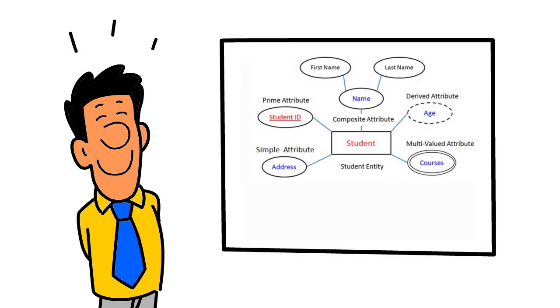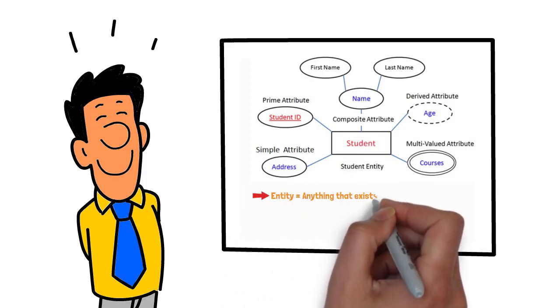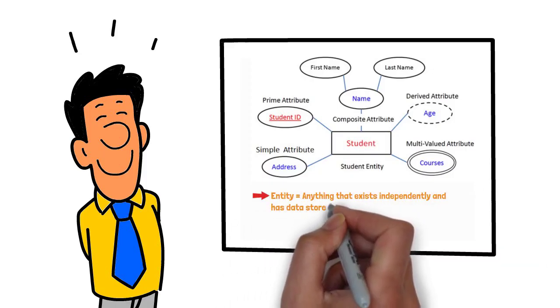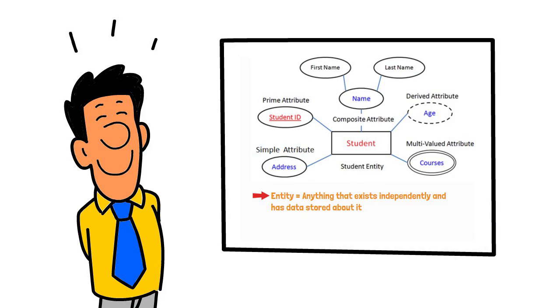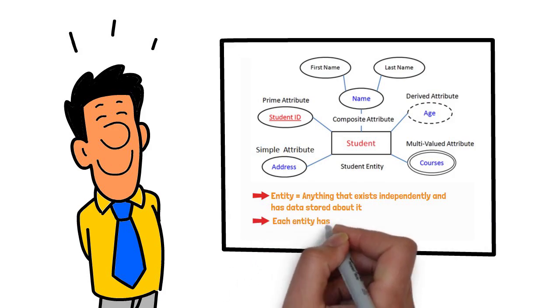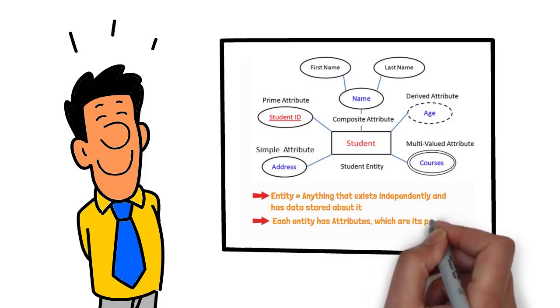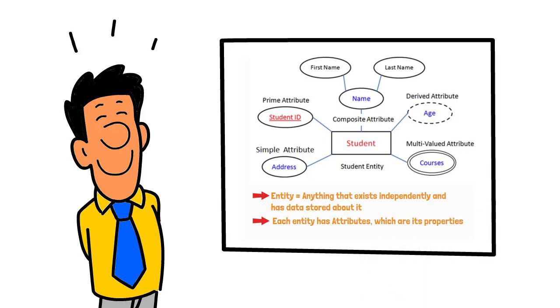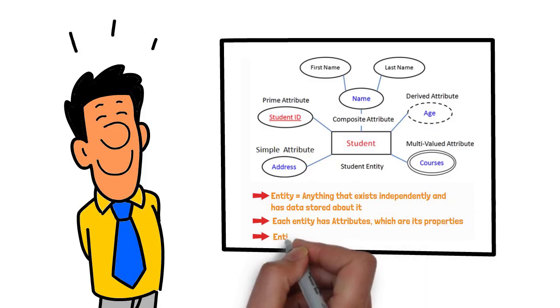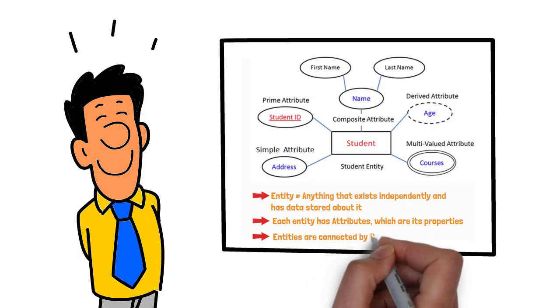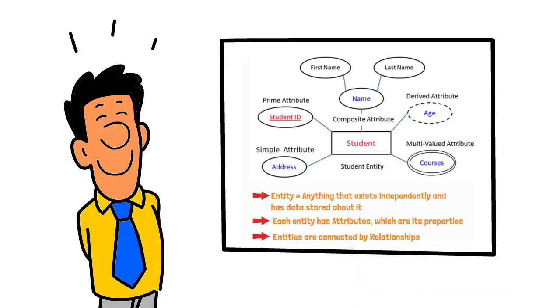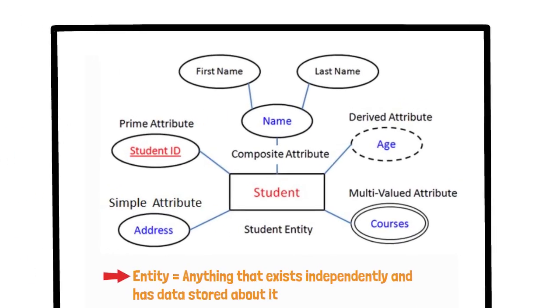An entity is anything that exists independently and has data stored about it, like a student, course, or teacher, and each entity has attributes, which are its properties. For example, student name, roll number, or marks. And entities are connected by relationships. For example, student enrolls in course or teacher teaches course.